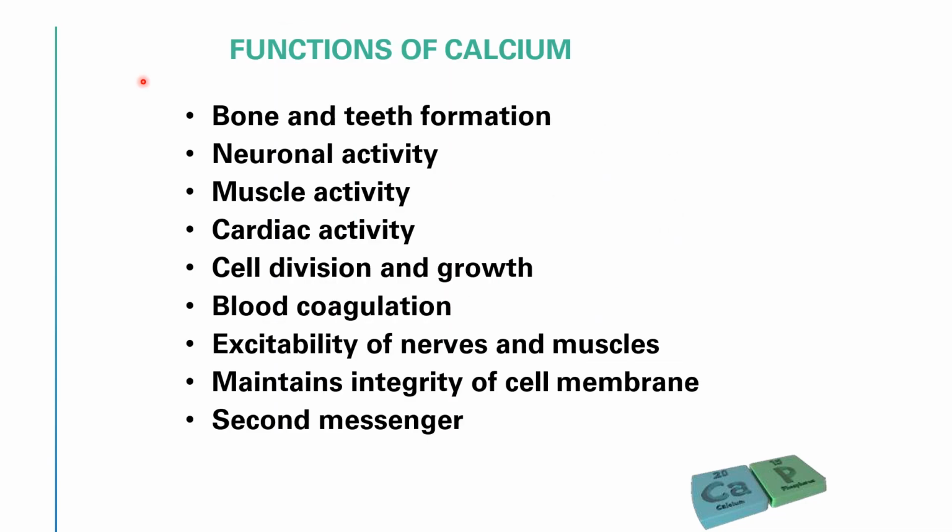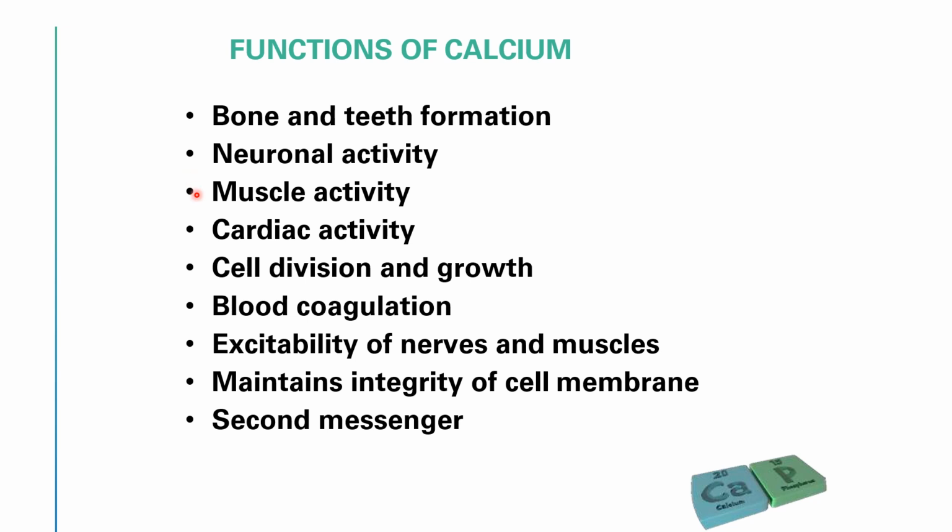Coming to the functions of calcium. Calcium is a very important ion in the body which is tightly regulated in the range of 1 to 2 milligram percentage, and the majority of which is present in the bone, that is the skeleton. The varied physiological functions which involve calcium are bone and teeth formation, and neuronal activity like genesis and maintenance of action potentials, genesis of pacemaker potentials, and also neurotransmitter release from the nerve terminals.